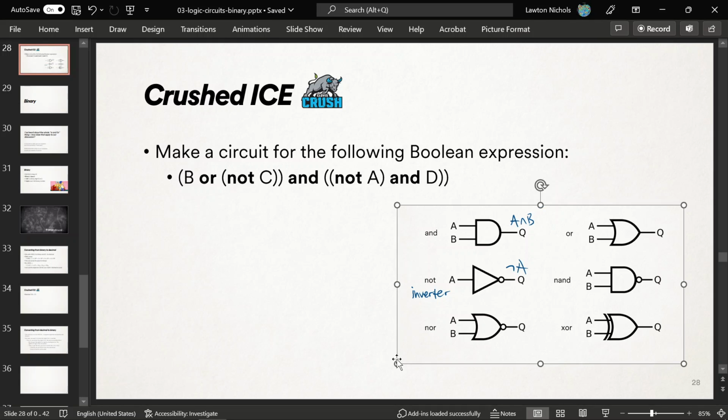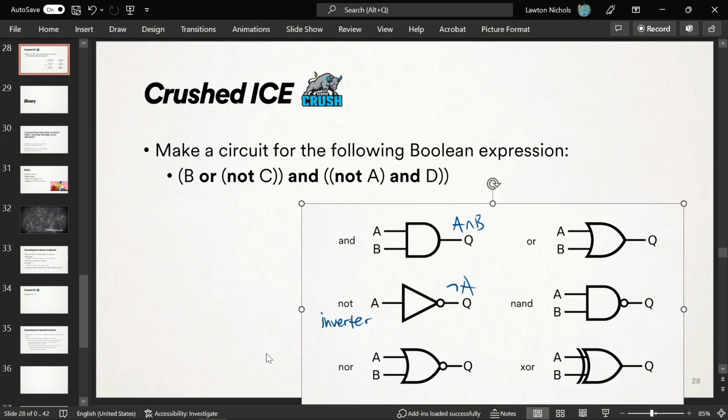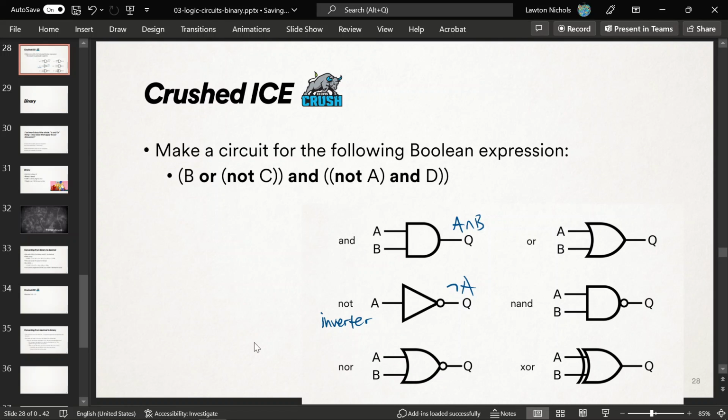Is this big enough to see here? I'll make it a little bit bigger. Again, you'll need wires for the inputs. Those are A, B, C, and D. That's where they begin.